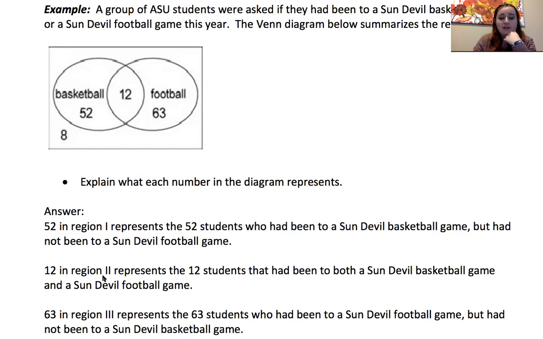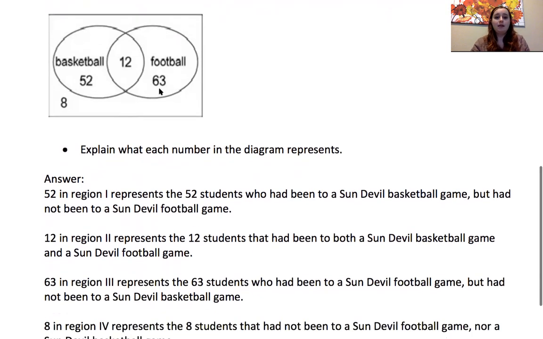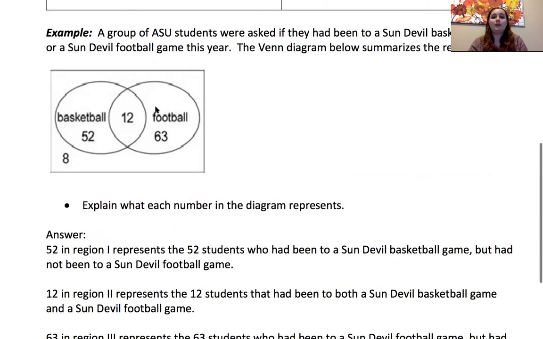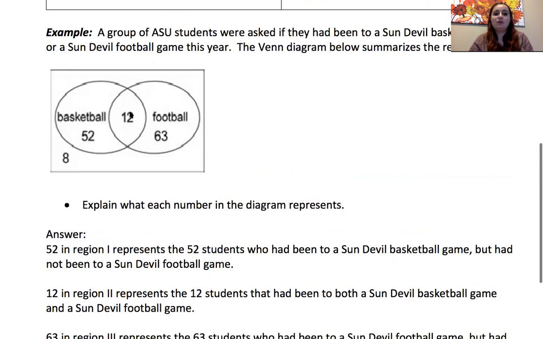The 12 in region 2 in the middle, what we also call the intersection, have been to both a basketball and football game. The 63 in region 3 means that these people only went to the football game, but they did not go to the basketball game. And then the 8 in region 4 means that those 8 students didn't go to either of them. If you were one of those people this year, you would be one of those 8. If you went to both, you'd be in the middle in that intersection. You'd be one of those 12. If you went to one but not the other, you'd be either 52 or 63.